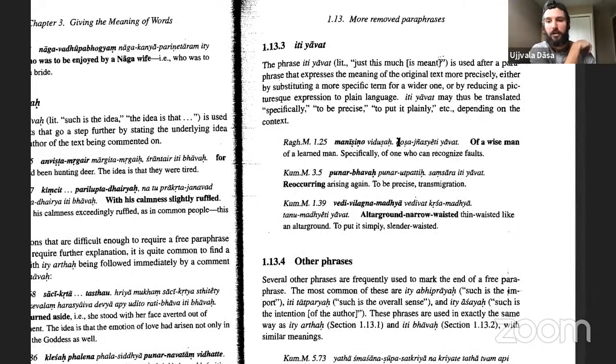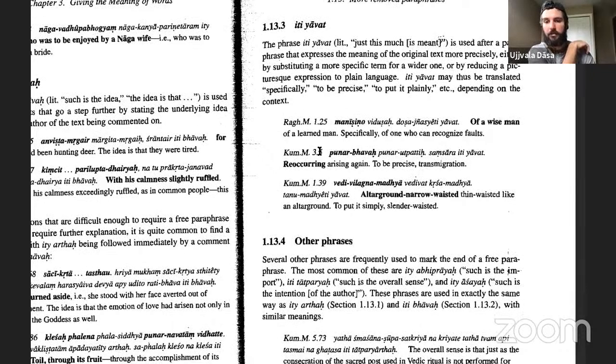Manishino vidushaha dosha gyasyeti yavat. So manishino means vidushaha, and then specifically iti yavat, it means dosha gyasya, of someone who can see the faults, of a wise man, of a learned man, specifically of one who can recognize faults. So iti yavat usually means more specifically, it narrows the definition of whatever is being said. Punar bhavaha punar utpatihi samsara iti yavat. Reoccurring, arising again, to be precise, transmigration.